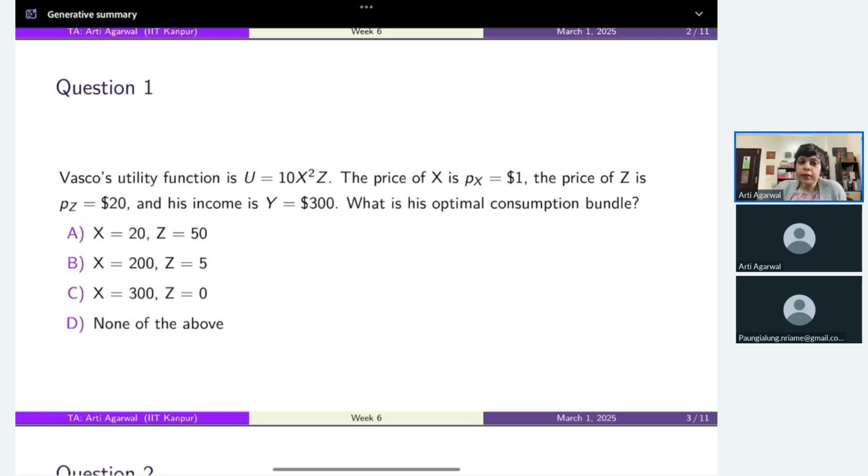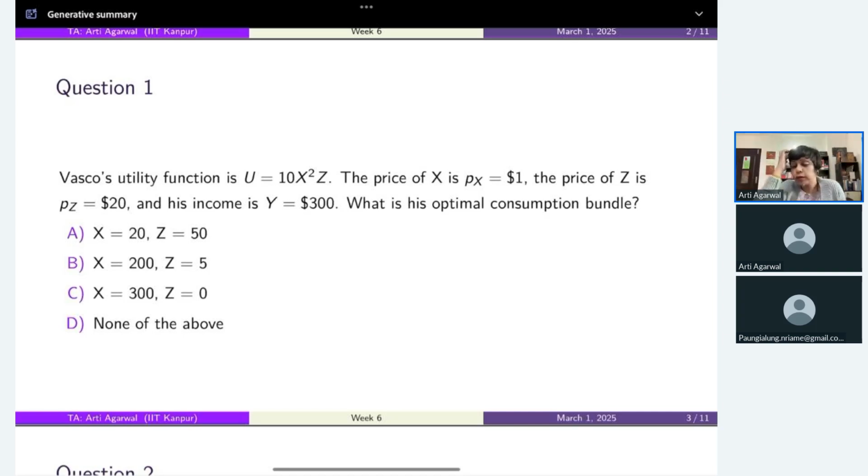The second is that, given the budget constraint, you find a relation between X and Z, or X and Y, whatever. In this case, Y is actually income, so X and Z. You use that condition to plug the value of X or Z, in terms of the other variable, into the utility function, and then you use differential calculus and take the partial derivative of U to maximize U. That is the second method to do the same problem.